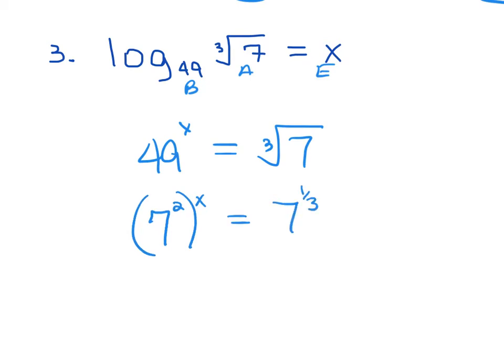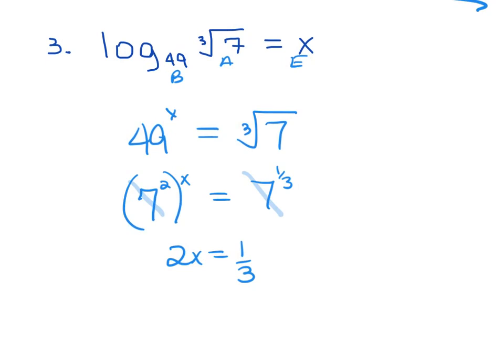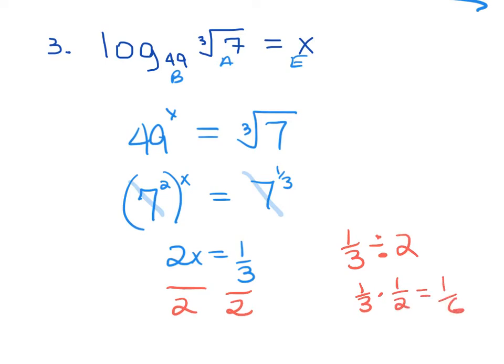Nice. Now that I've changed them to the same bases, get rid of the 7s and work with what remains. 2x equals 1/3. I'm going to divide both sides by 2. 1/3 divided by 2 is like multiplied by the reciprocal. So my answer here is 1/6.